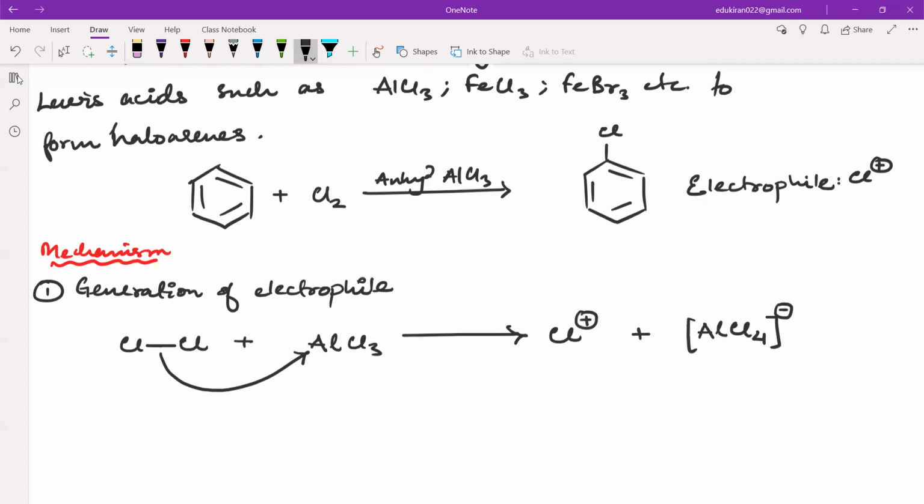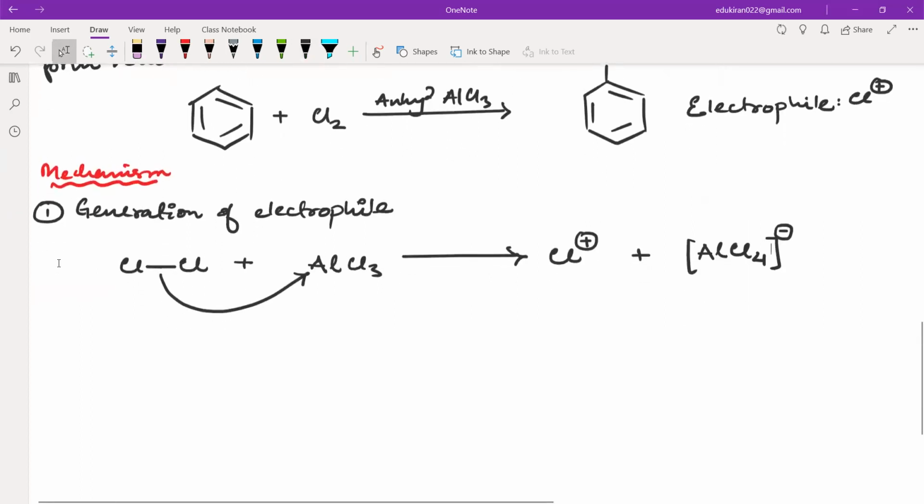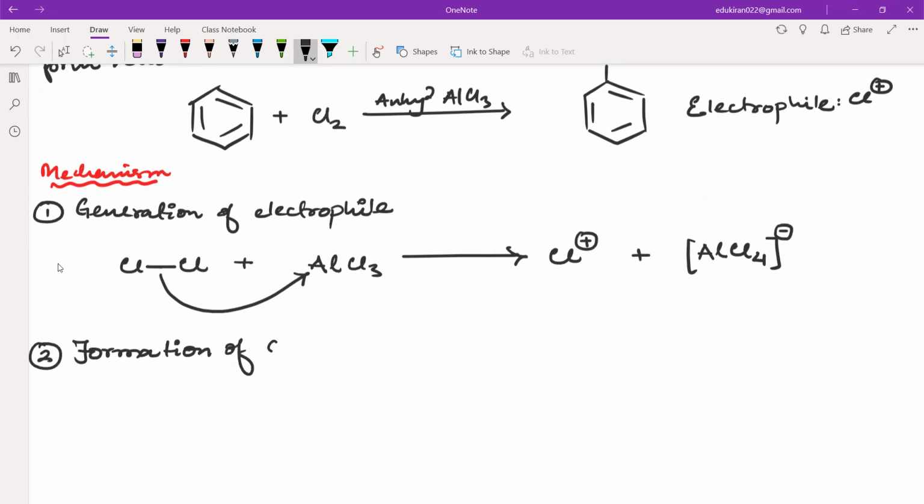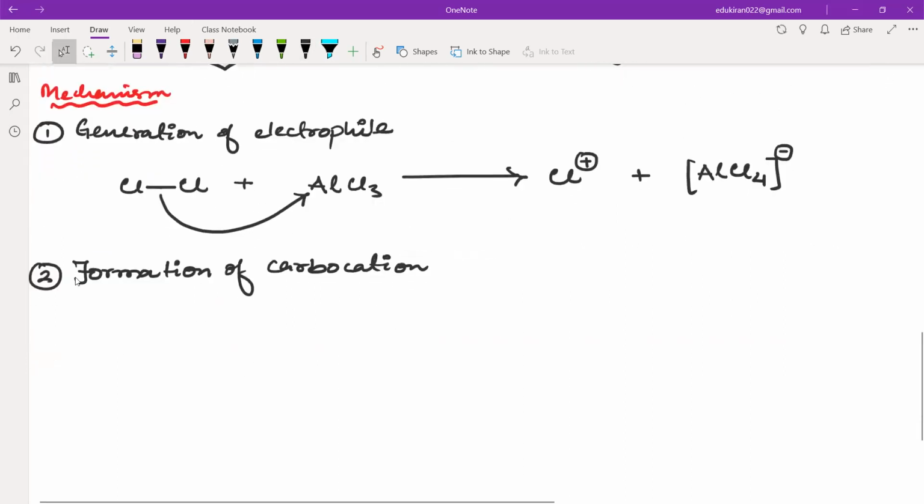Next step, what is the next step, guys? Formation of carbocation. Now, in formation of carbocation, what is going to happen? You'll have our benzene ring that is electron rich. And this is our electron-rich benzene ring because it has 3 pi bonds. Plus, we have a Cl positive atom.